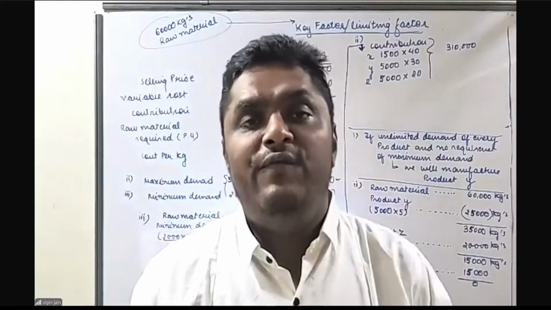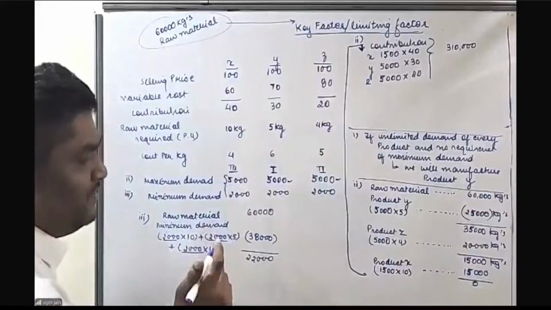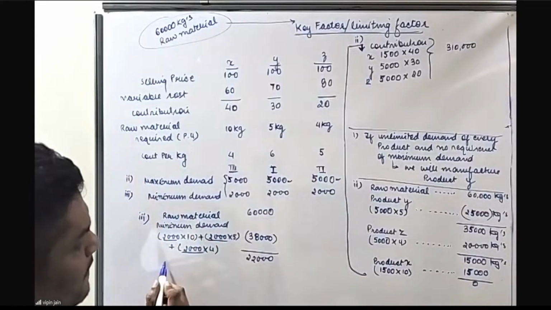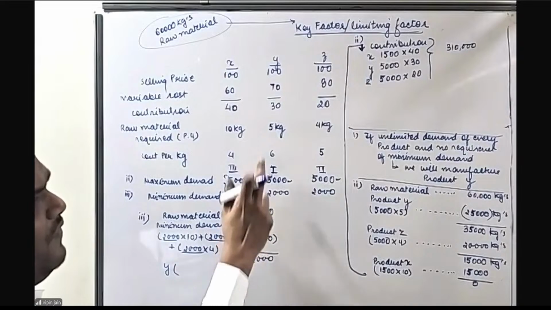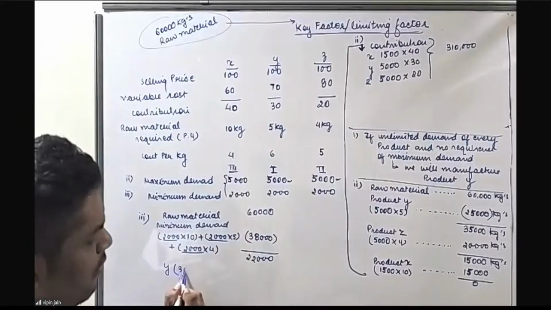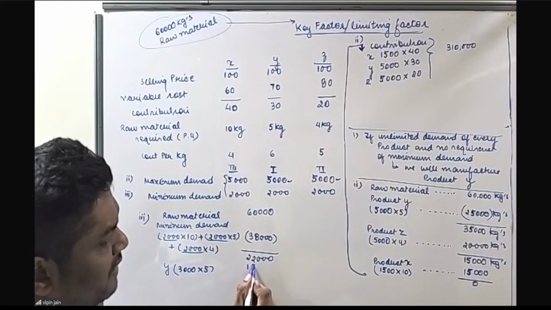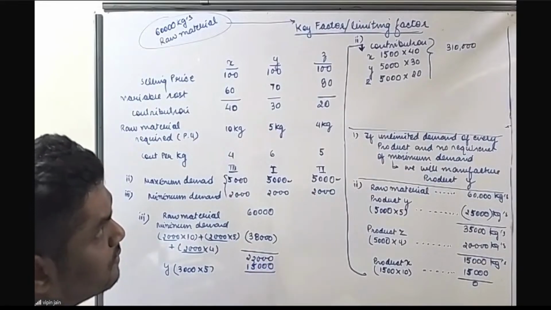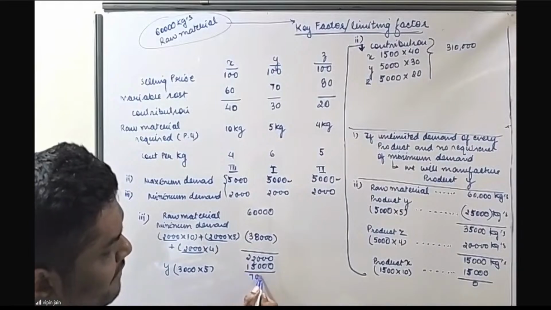So minimum demand is already fulfilled. Now we are left with the remaining units. So here we will first fulfill the demand of Y. 3,000 units more we can manufacture into 5 kgs. So this will be 15,000. Still we are left with how much? 7,000 kgs.